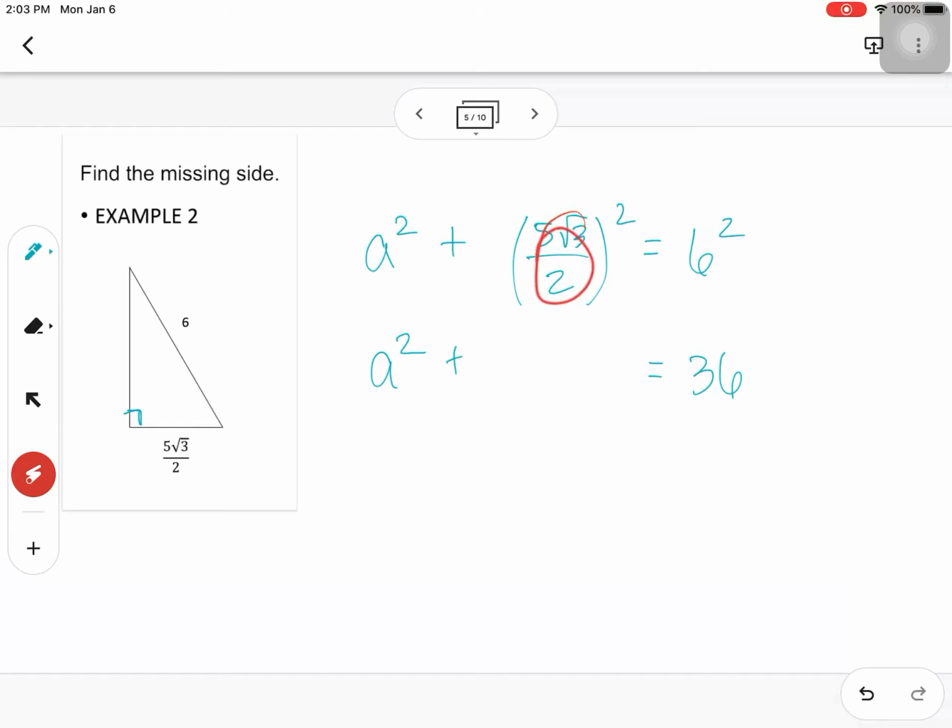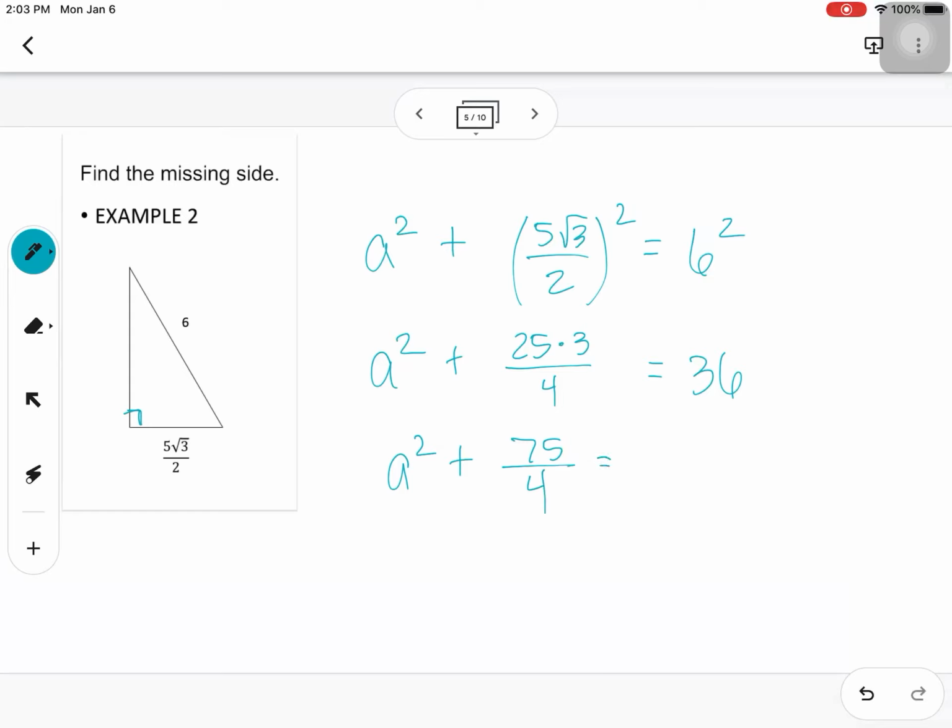Since all of this is multiplication or division, this squared is going to apply to all of the terms. So what I'm going to do is square the 5 and get 25. When you square root 3, you get 3. And when you square 2, you get 4. So this middle term is really 75 over 4.